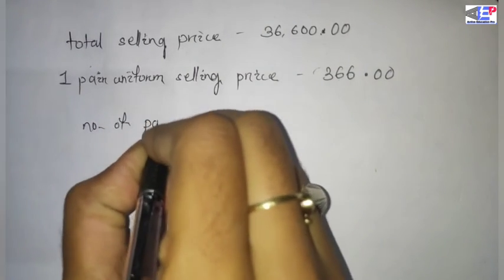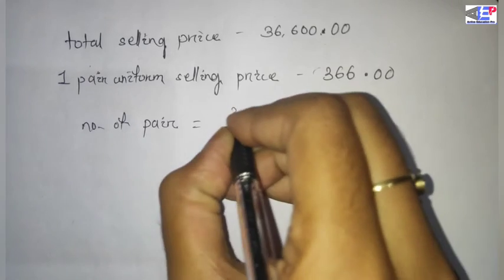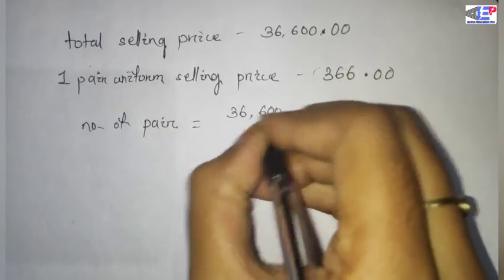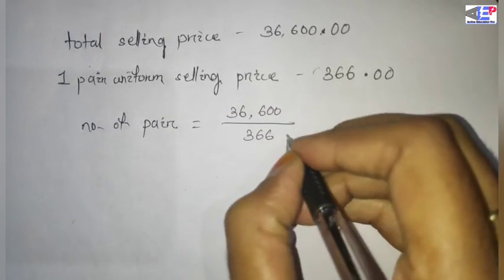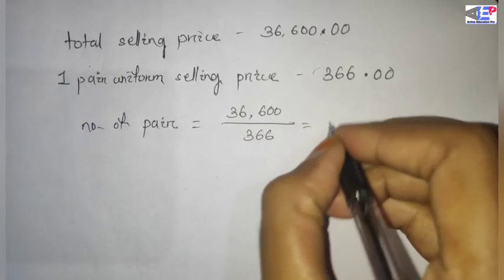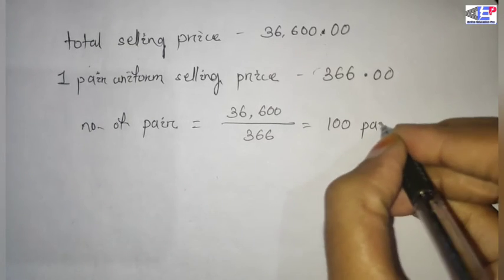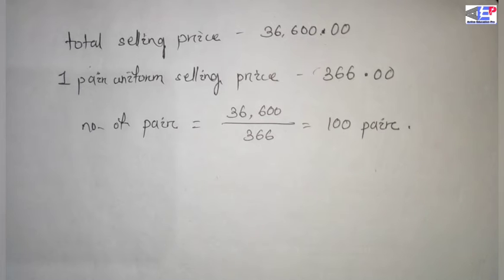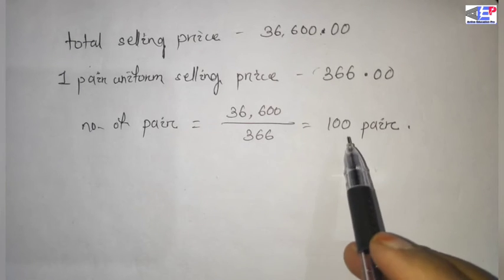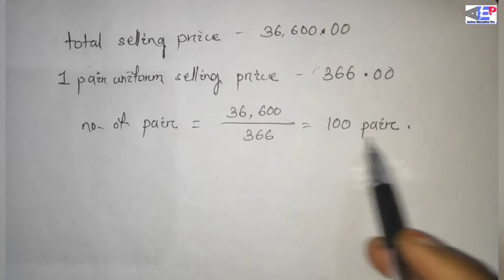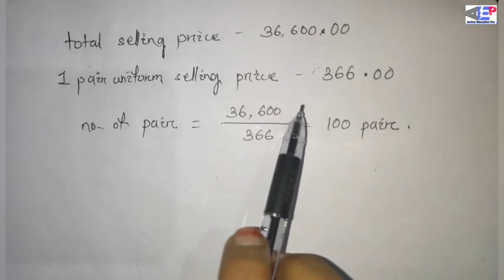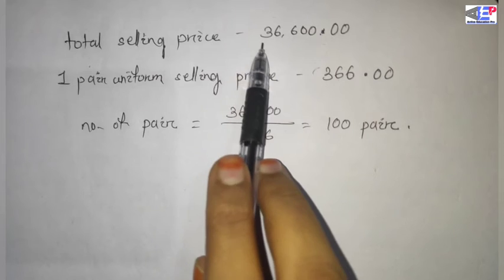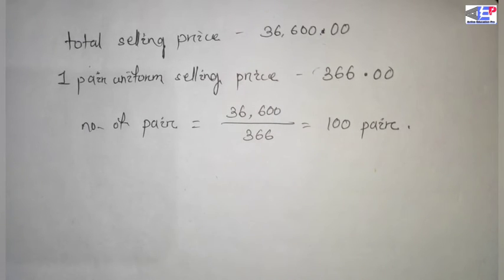Number of pairs: 36,600 by 366 is 100 pairs. So Hassan sells 100 pairs of the same uniform at 36,600 rupees.